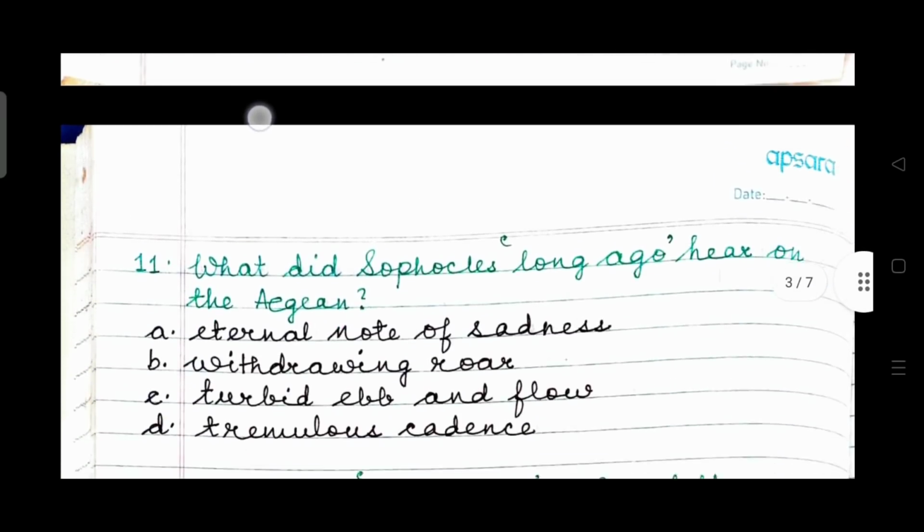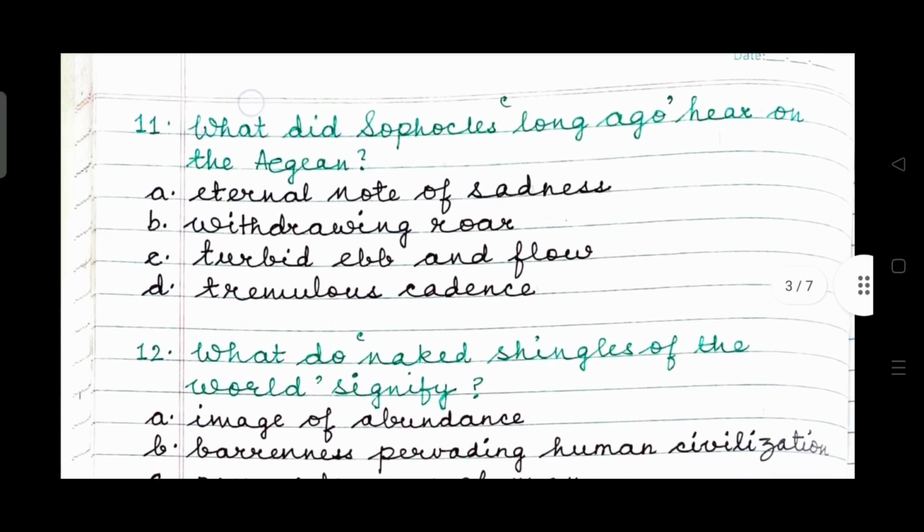The next one, question 11. What did Sophocles long ago hear on the Aegean? Eternal note of sadness, withdrawing roar, turbid ebb and flow, or tremulous cadence? The right answer is eternal note of sadness. Matthew Arnold also hears a similar eternal note of sadness, and Sophocles also hears a similar eternal note of sadness.